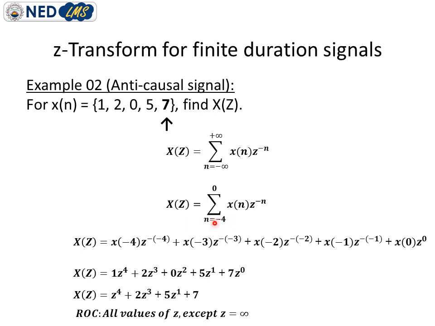After putting the values, we have to expand this expression. You can see in the next step we have expanded the expression from -4 to 0. The first term is x of -4 into z raised to power minus of -4. Please look very carefully. One negative sign is from the standard expression, and the -4 is actually the index value.